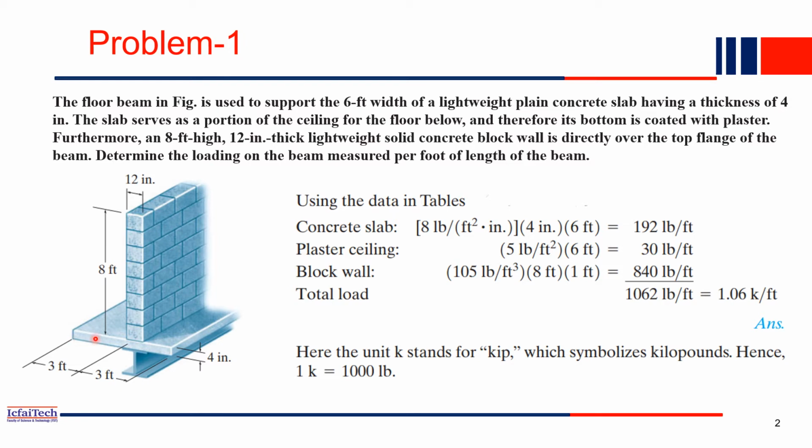Now what is the area of this concrete slab? The concrete slab's total length is 3 plus 3, which is 6. That's why it is mentioned here, 6 feet is the length. And how much is the thickness? The thickness is 4. That's why 4.